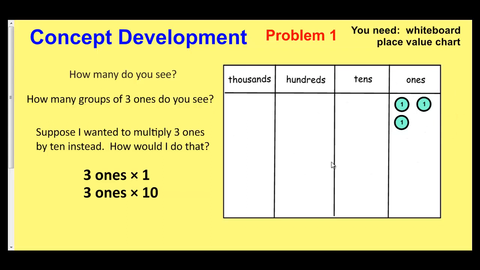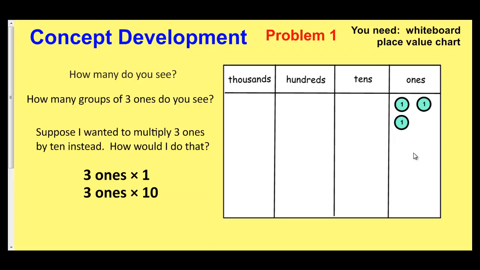Okay, so hopefully you've got this drawn now, and I want to ask you this question. How many do you see? You should say 3 ones. How many groups of 3 ones do you see? Just one group, right? So suppose I want to multiply 3 ones by 10 instead. How would I do that?